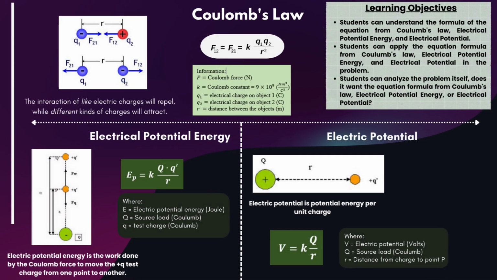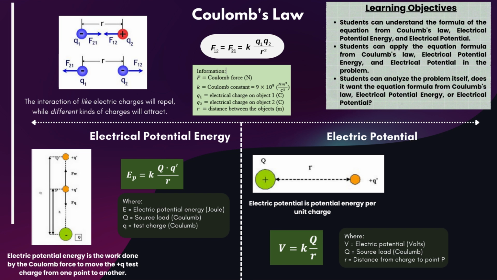The next topic is about Coulomb's law, electrical potential energy, and electric potential. The learning objective of this material is, first, students can understand the formula of the equation from Coulomb's law, electrical potential energy, and electrical potential. Second, students can apply the equation formula from Coulomb's law, electrical potential energy, and electrical potential in the problem. And third, students can analyze the problem itself. Does it want the equation or formula from Coulomb's law, electrical potential energy, or electrical potential?